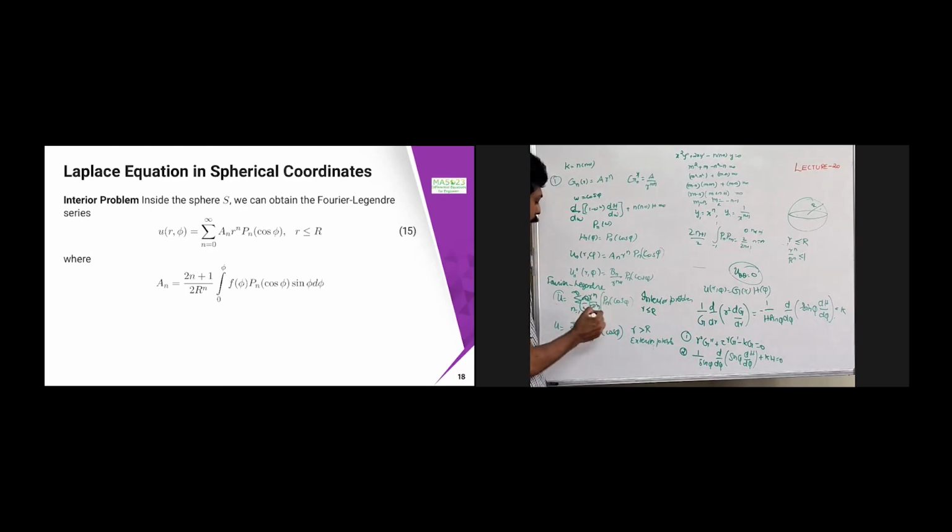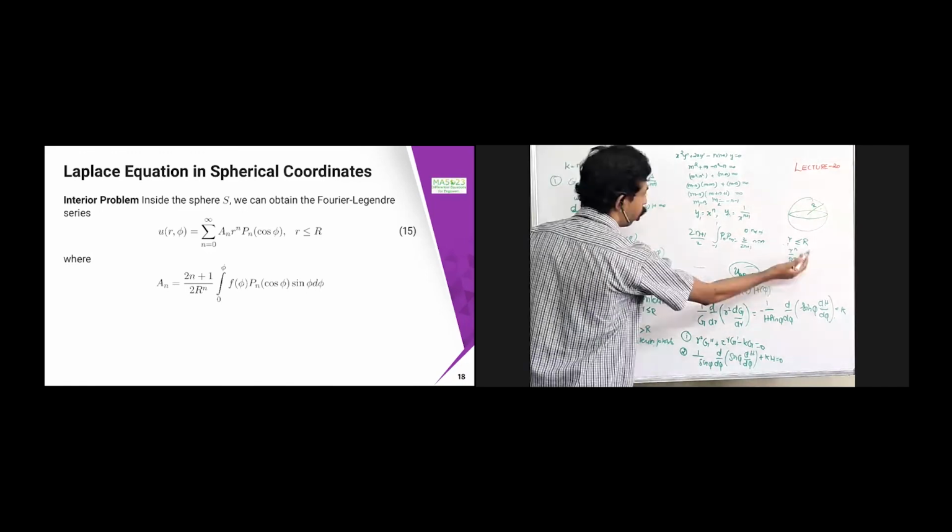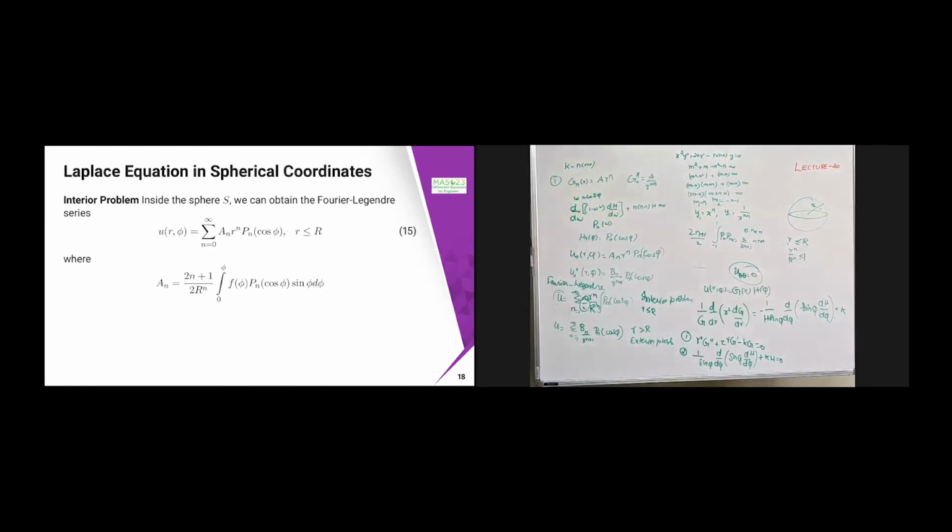In this case, what you are going to get is r^n by R^n, and this is going to be valid only if r by R is less than or equal to 1. If it is greater, this is going to become a number greater than one, a bigger number, and this is a bounded one. So therefore, this is going to diverge.